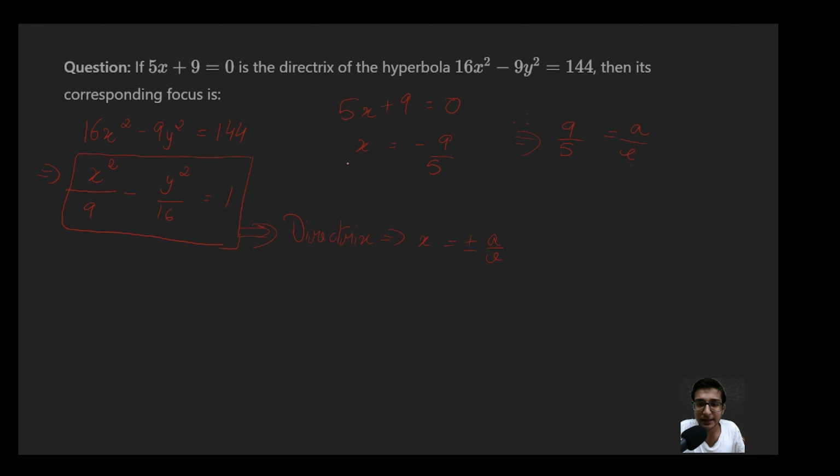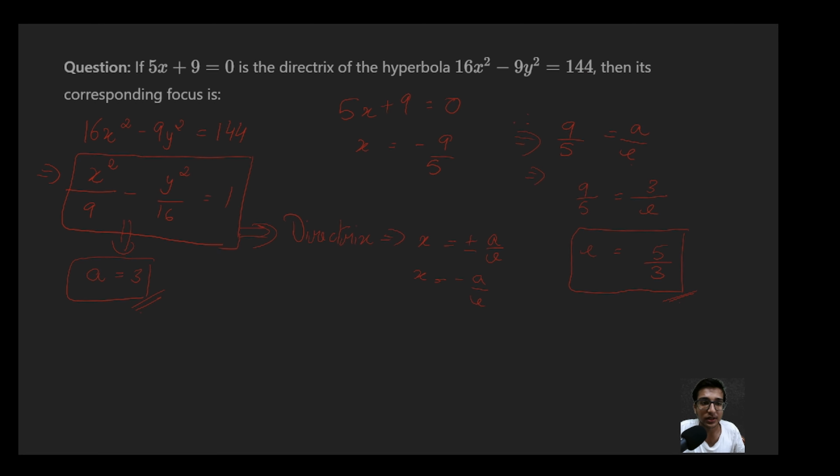Since x is equal to minus 9 by 5, that means the directrix is lying on the negative x-axis. So that is why from here also we have taken x to be minus a by e and equated those two. So the minus sign has been cancelled and a by e is equal to 9 by 5. From this equation of hyperbola, we can see that a is equal to 3. So now let's put a in this equation. We would get 9 by 5 is equal to 3 by e. So e is equal to 5 by 3. This is the value of eccentricity that we have gotten.